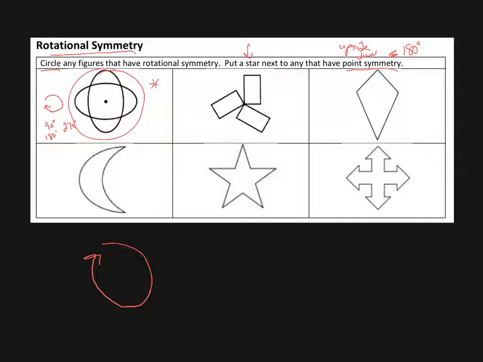Be careful with figures that certainly have some rotational symmetry. This figure right here, that star, can be moved around in a fashion where you have the identical star. But notice at the top it has one pointy piece, and at the bottom it has 2 points. So upside down, I don't think that we have point symmetry on this one.